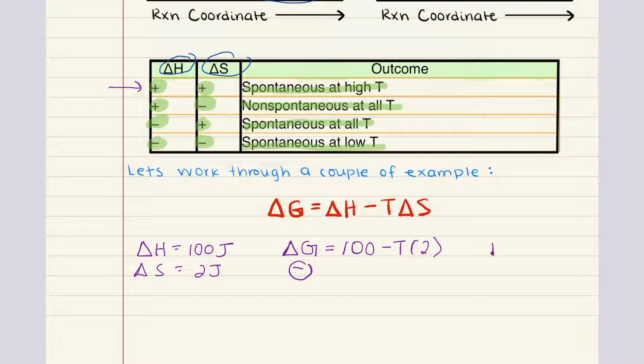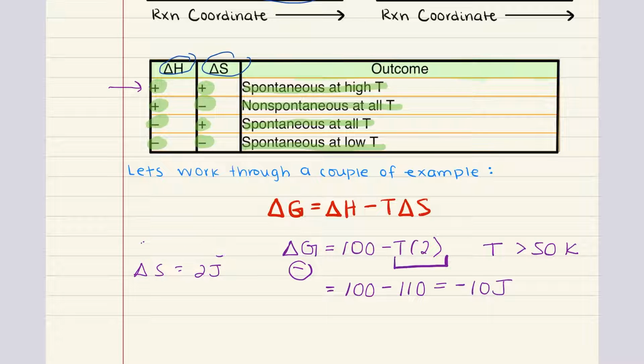In this scenario, temperature has to be greater than 50 Kelvin so that the TS term is large enough to be subtracted from 100 and give us a negative delta G. Let's say that temperature is 55. This would give us 100 minus 110, and that would give us a delta G equal to negative 10 joules. So this reaction would be spontaneous. Okay, so that's our first row in our table.